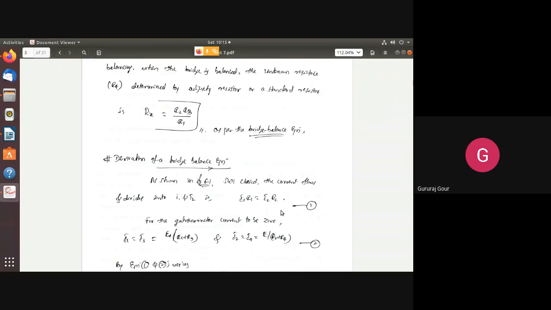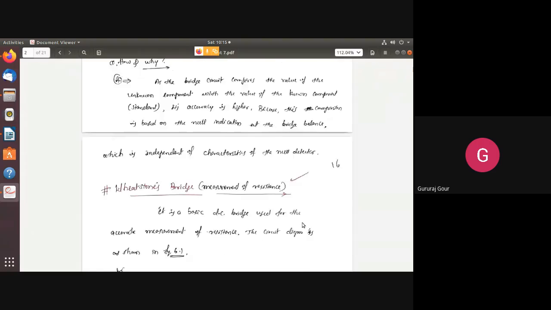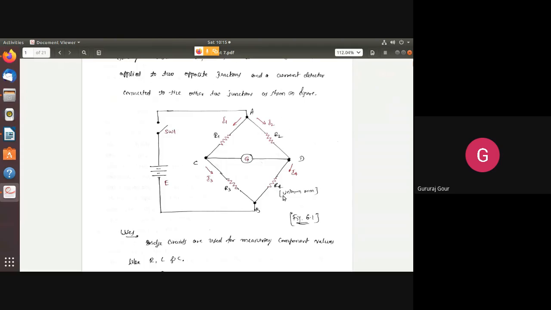So the bridge balance equation, how to achieve that? The bridge balance equation has been shown here. You can see here, Rx equals R2 R3 by R1. So this Rx, which was R4 if you take it as Rx, R2 into R3 divided by R1 will give you the equation for the unknown resistance.